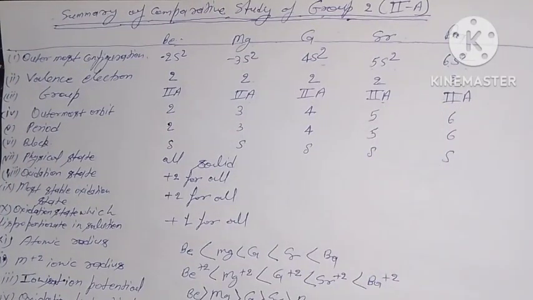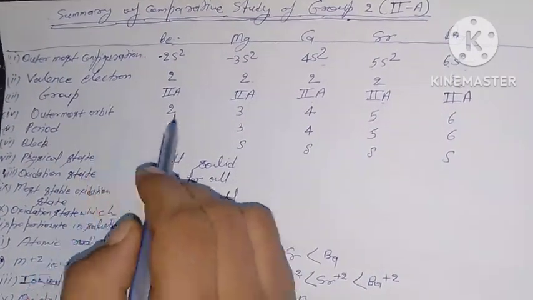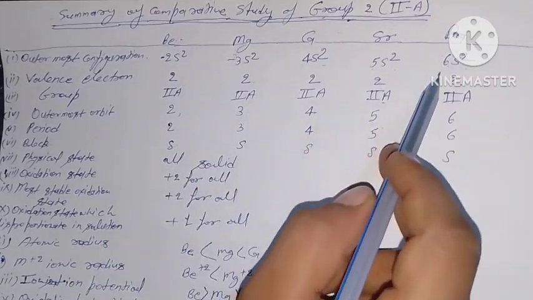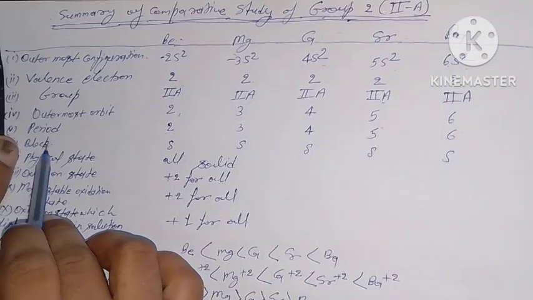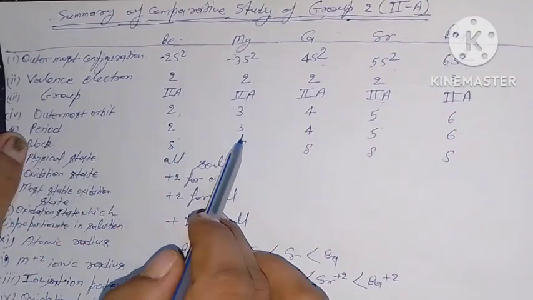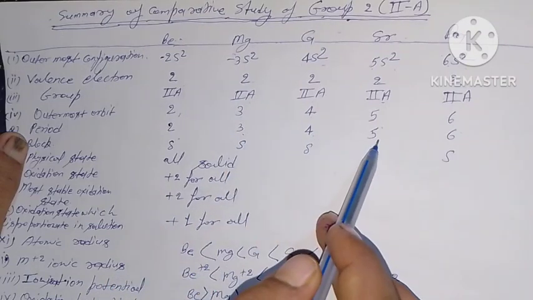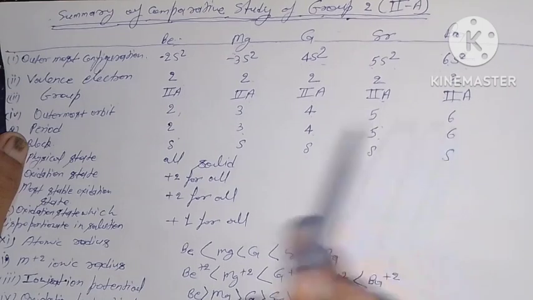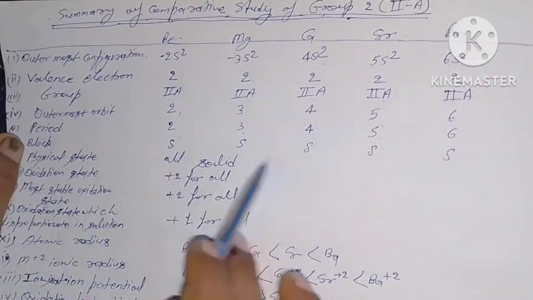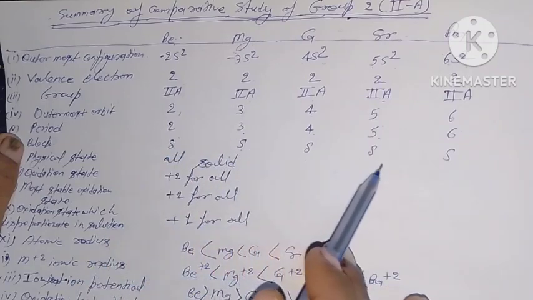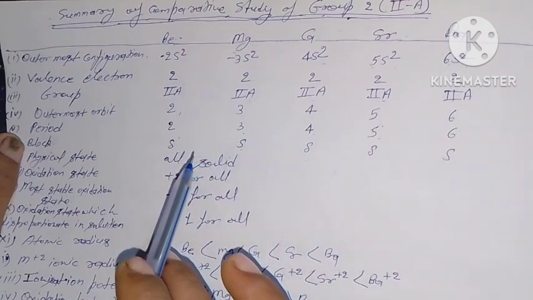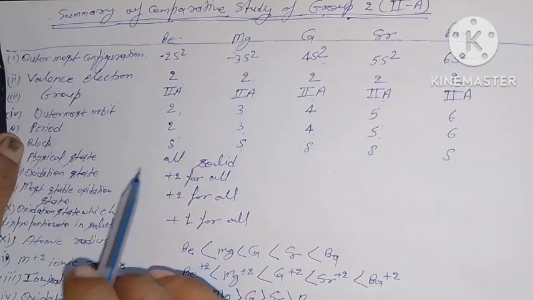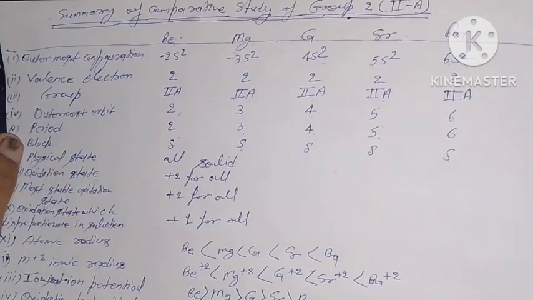And outermost orbit: 2nd, 3rd orbit, 4th orbit, 5th orbit, 6th orbit. Period 2, 3, 4, 5 and 6. Block: all is S block.